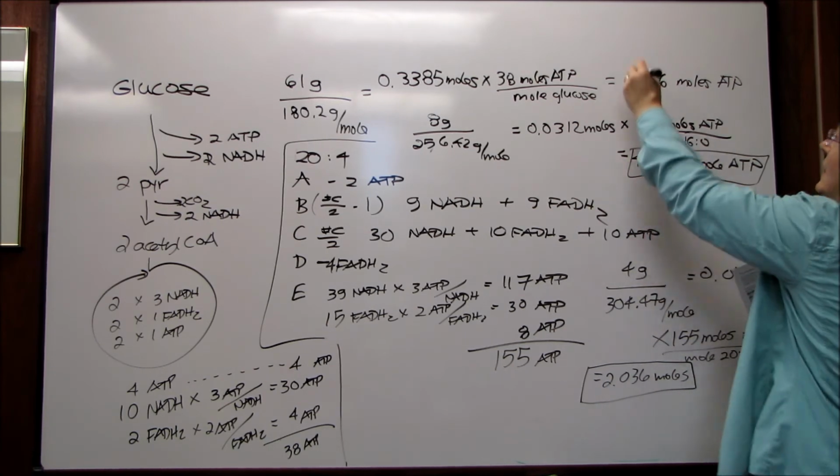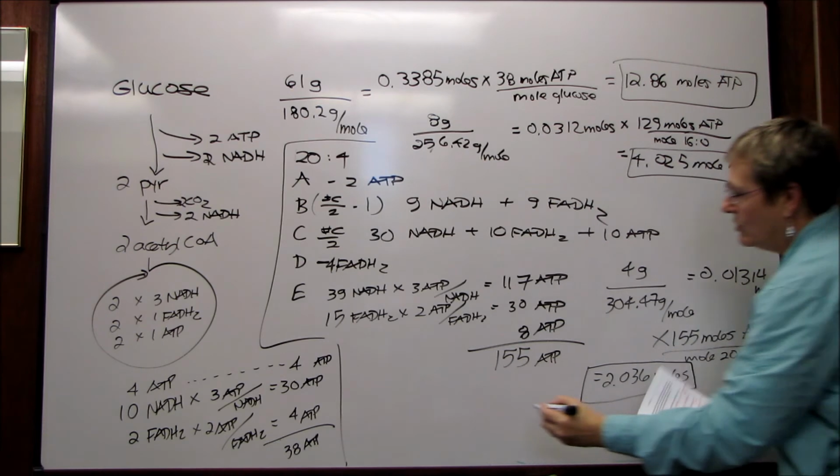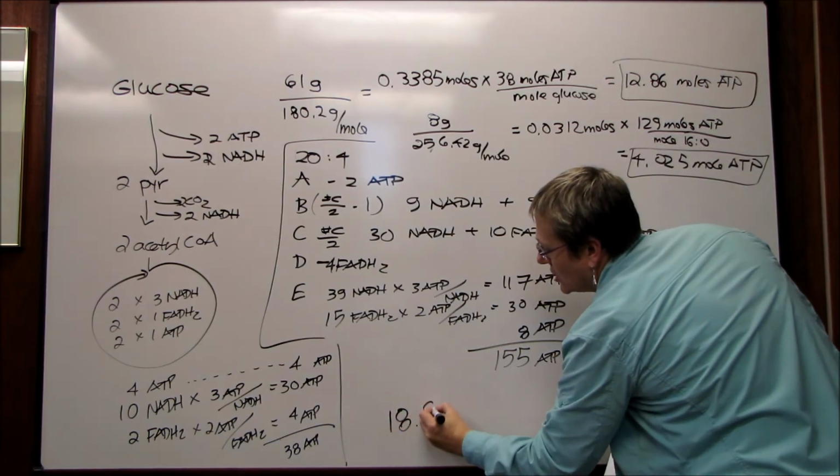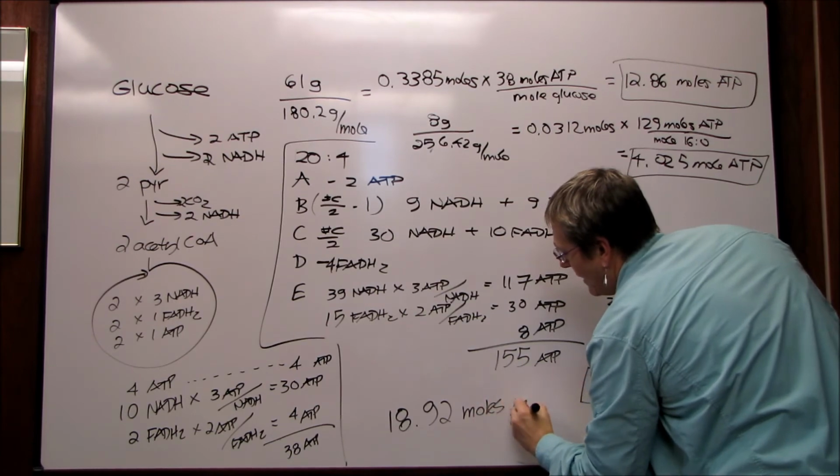Now what we have to do is add ATPs from the unsaturated fat with the ATPs from the saturated fat and the ATPs from glucose. If you add those 3 numbers together, you get 18.92 moles of ATP. All right.